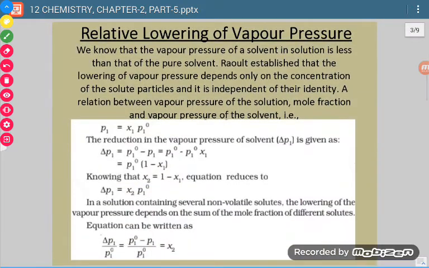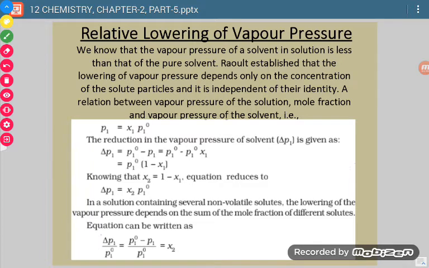Now let us discuss the first one, relative lowering of vapor pressure. What we know is that the vapor pressure of a solvent in a solution is less than that of the pure solvent. This we have discussed earlier. Now Raoult gave one relation, where P1 is the partial pressure of one component. Here the one component is the volatile component, so it is for the solvent, because the solvent forms vapor, it is volatile.